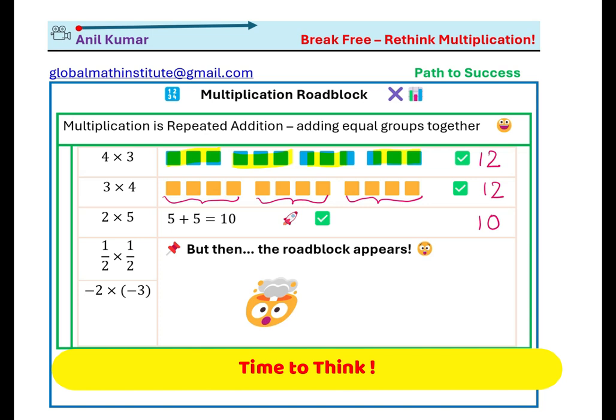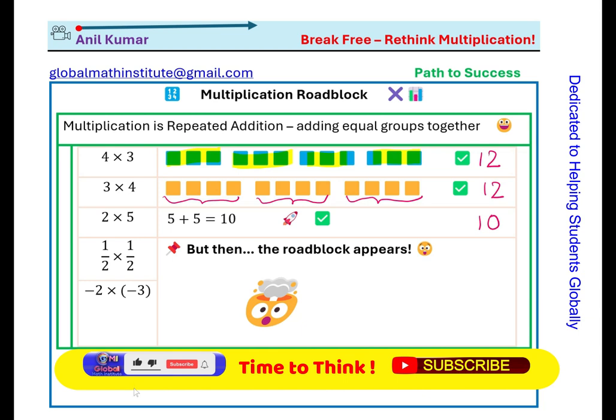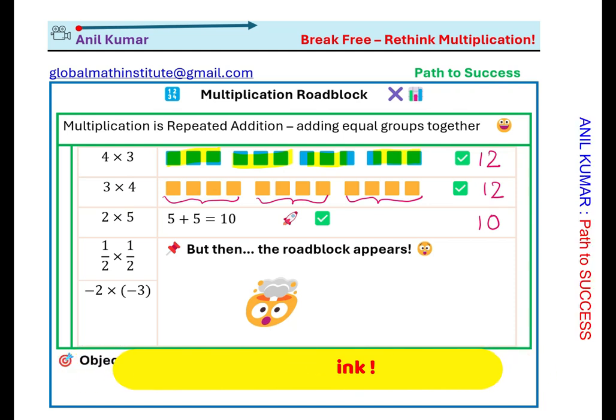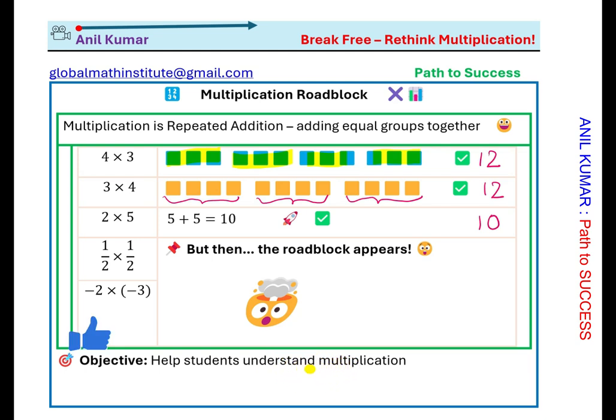Now, when it comes to half times half, now what? How do you make half a group of half the things? That itself is so confusing. And this is the major roadblock. Even with negative numbers, how do we do addition repeated a negative number of times? That indeed is a roadblock for us. Now, the objective here is to help students understand multiplication deeply, right? Because these roadblocks frustrate them and students lose confidence.